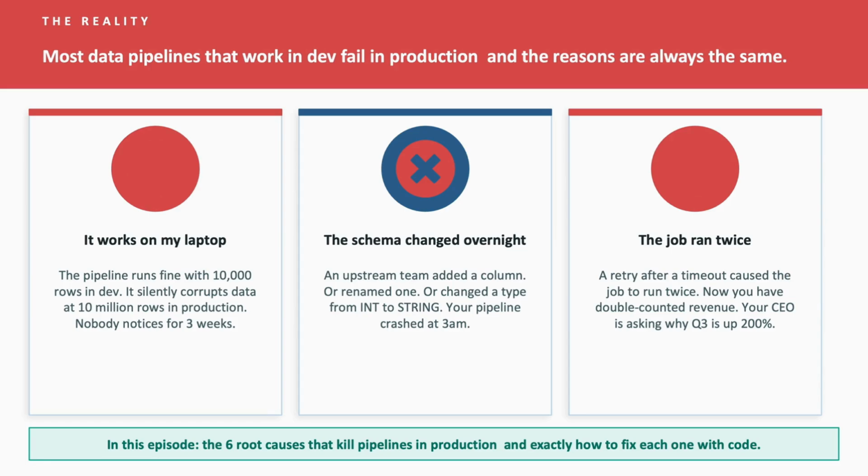Card 3, the job ran twice. A timeout caused the orchestrator to retry. Now the same job ran twice, you have double counted revenue. Your CEO calls you at 9 a.m. asking why the quarter 3 is up 200%. In this episode, the 6 root causes behind all of this and code you can ship today to fix them.